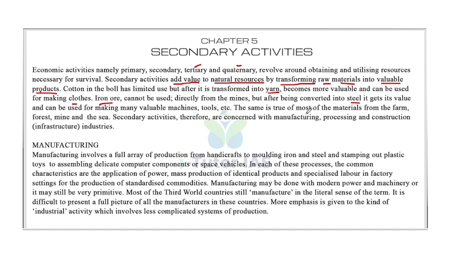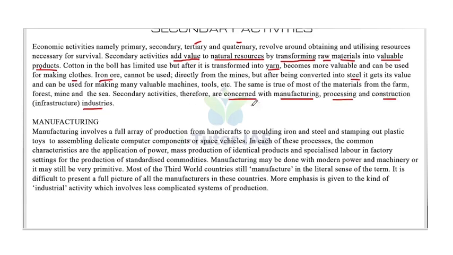The same is true of most of the materials from the farm, forest, mine, and the sea. Secondary activities, therefore, are concerned with the manufacturing, processing, and construction industries. Okay, so that is the secondary activities. Now, manufacturing.